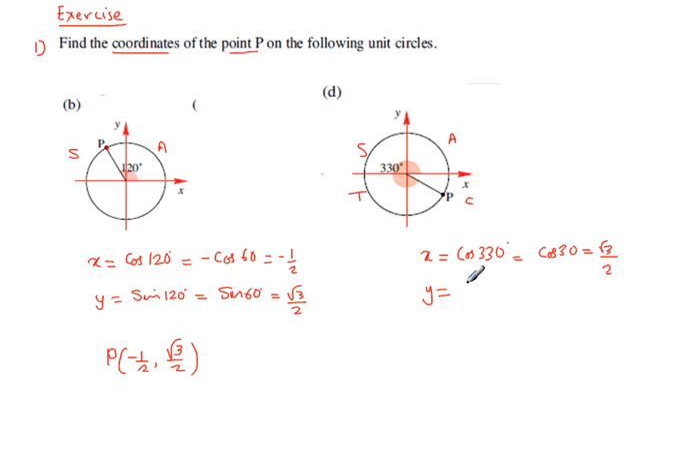Y coordinate is sine of 330. Sine of 330 is minus sine 30, because here only cos is positive, sine will be negative, so that's minus half. Hence, if point P lies here, it will have coordinates root 3 by 2, comma minus half.